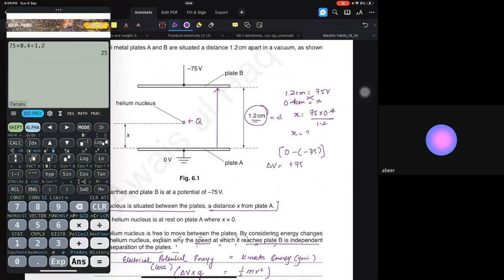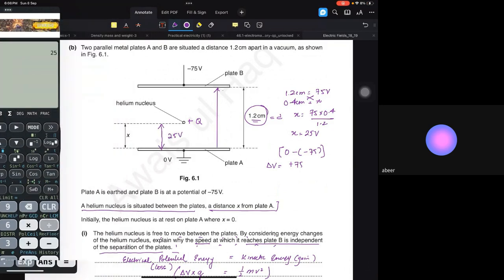So this should be only 25 volts. So the potential difference between this will be 25 volts. That's what you're going to show.